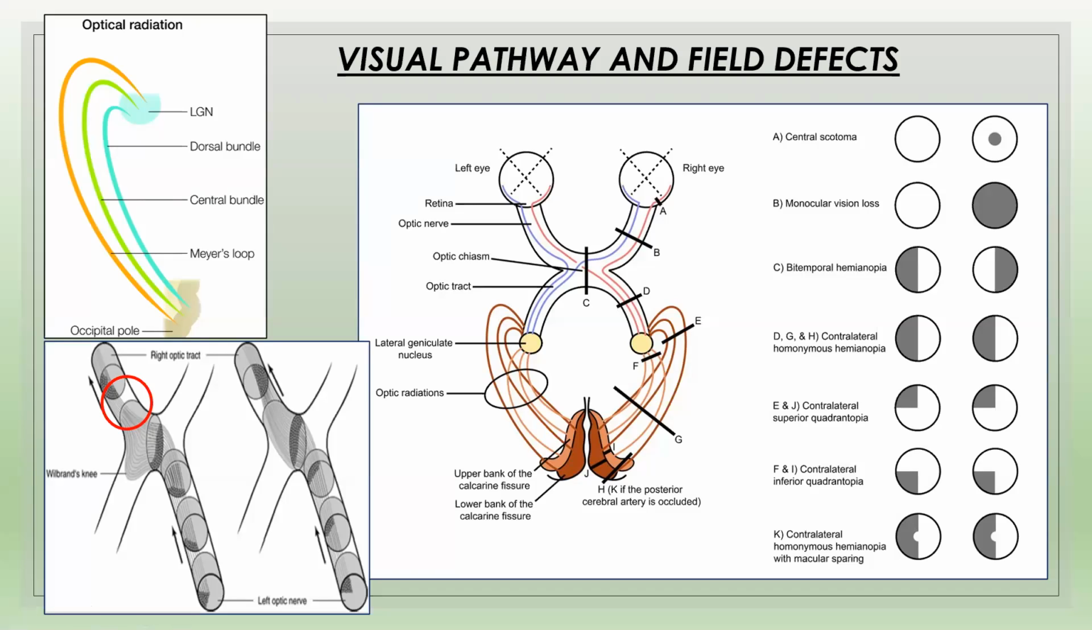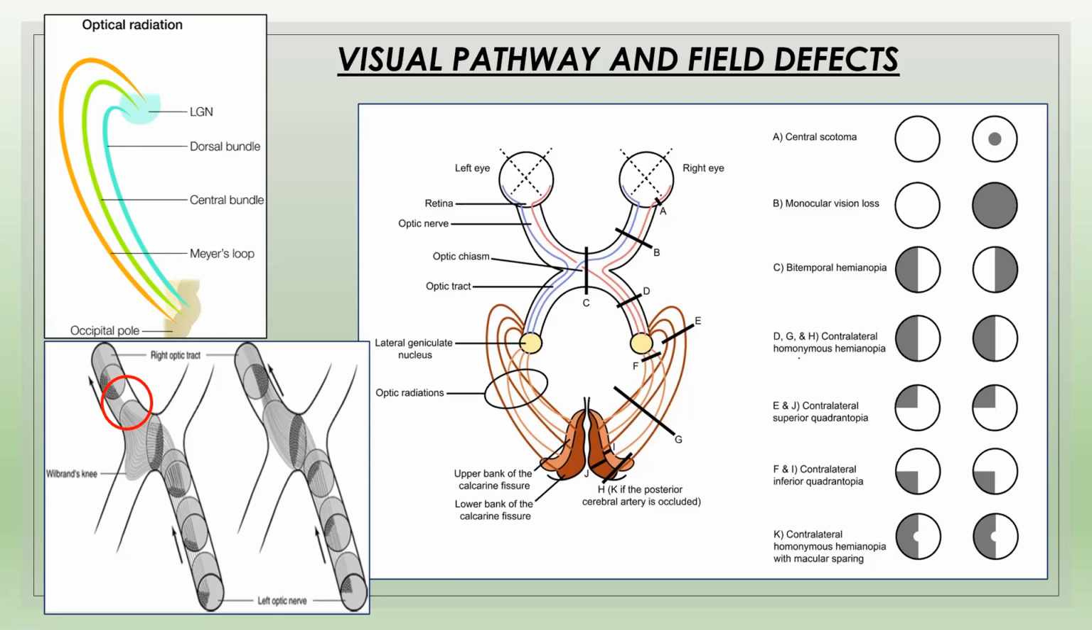See, I read that in De Jong's, what they mention is that the projection of the nasal fibers into the ipsilateral optic tract is just a variation. One Willebrand's knee is almost a common entity which you find, but the projection of the nasal fibers into the ipsilateral optic tract is just a variation found in very few individuals. What you're saying is definitely correct. Yeah, there are two types.